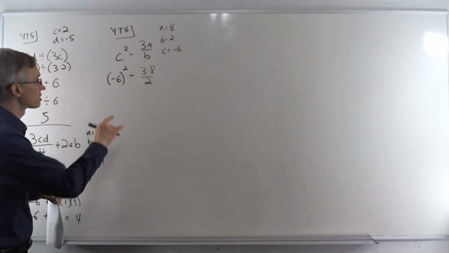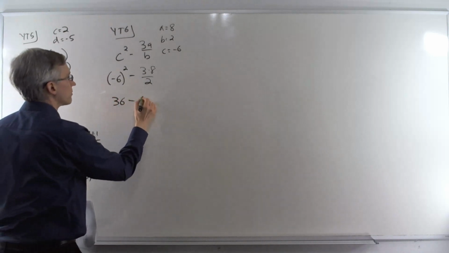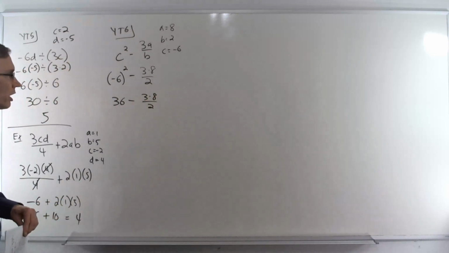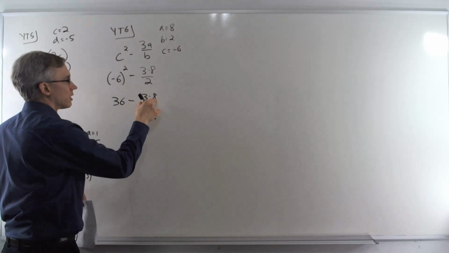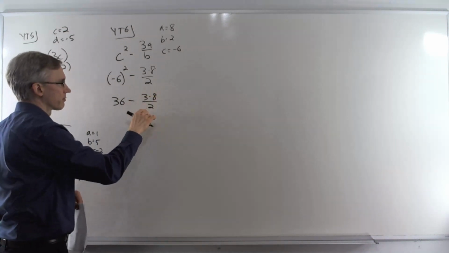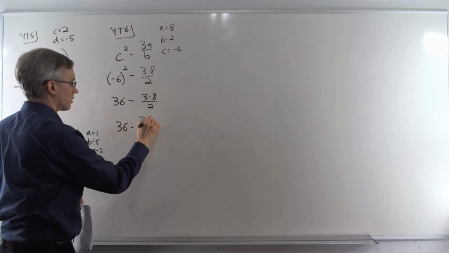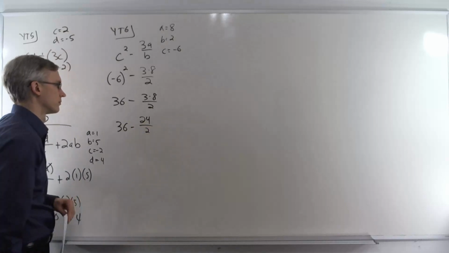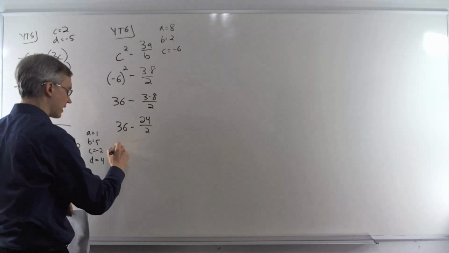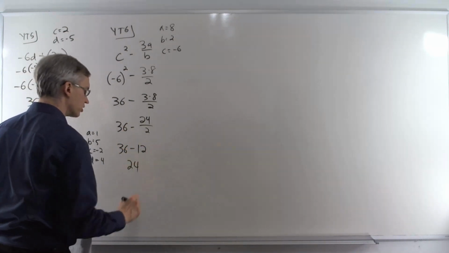Starting with order of operations, going to start with that exponent. So negative 6 squared is positive 36. Now over here we've got the division bars are grouping symbols, so we can start up top. Consider these to be in parentheses, 3 times 8. So that's 24 over 2. Now we'll divide next, leaving subtraction for last. 36 minus 12, and then subtract to get 24.